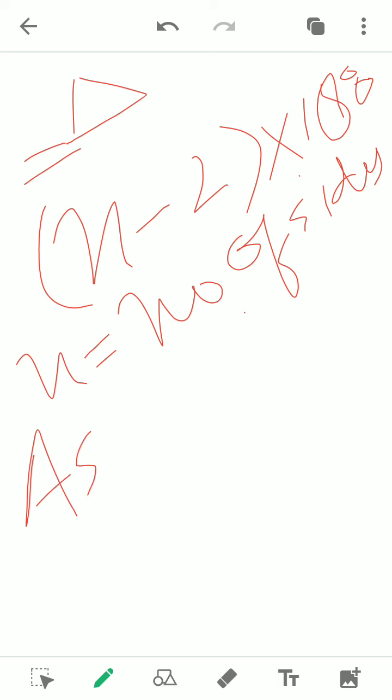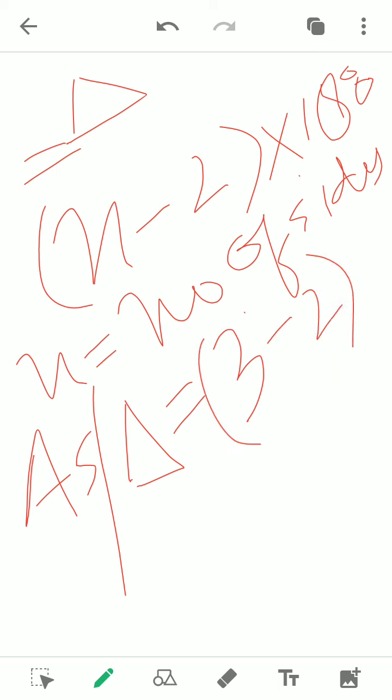A is angle, S is sum of triangle. This is a triangle. Angle sum of a triangle is equal to what? It is n minus 2 into 180 degrees. N is the number of sides. That is, in the triangle you are seeing how many sides? 3 sides. 3 minus 2 within the brackets into 180 degrees.